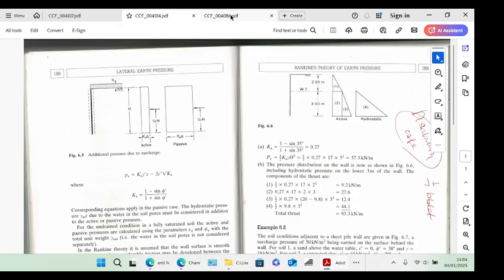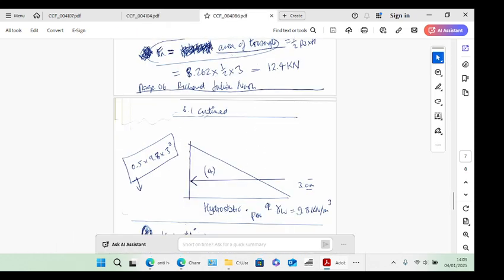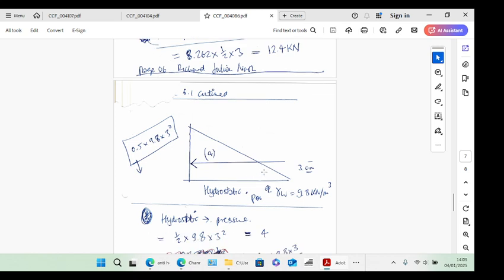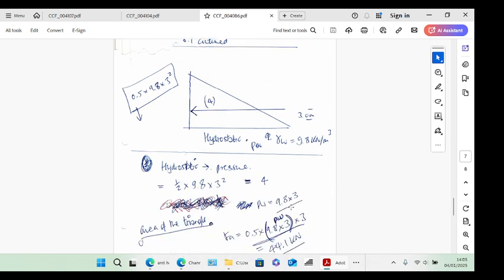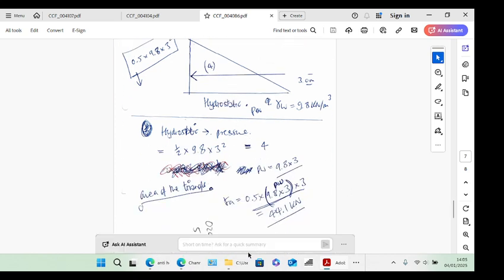And so the final section of the triangle is 4. It's 0.5 times 9.8 times 3 squared, because the pressure at the base of the triangle is 3 times 9.8, and the force is half times the pressure times the height. So it's 0.5 times 9.8 times 3 squared, which gives you 44.1.